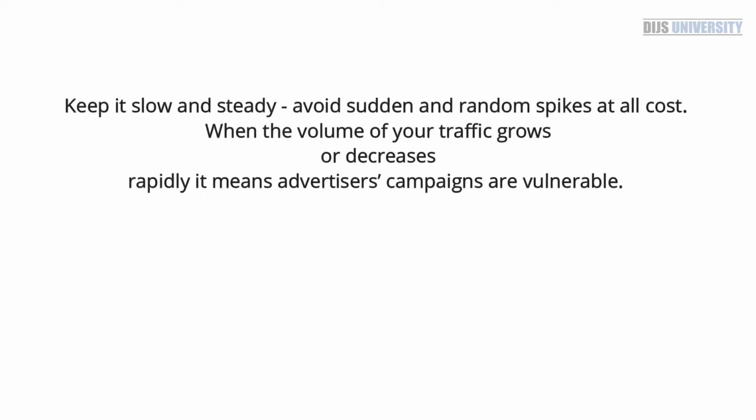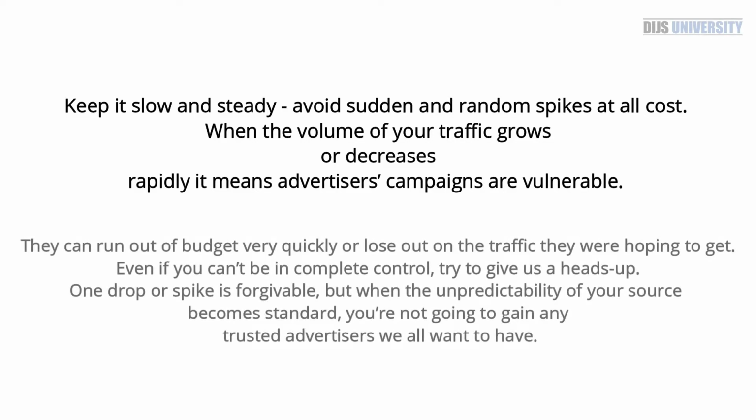Third, keep it slow and steady. Avoid sudden and random spikes at all costs. When the volume of your traffic grows or decreases rapidly, it means advertisers' campaigns are vulnerable. They can run out of budget very quickly or lose out on the traffic they were hoping to get. Even if you can't be in complete control, try to give Zeropark a heads up. One drop or spike is forgivable. But when the unpredictability of your source becomes standard, you're not going to gain any trusted advertisers at all.